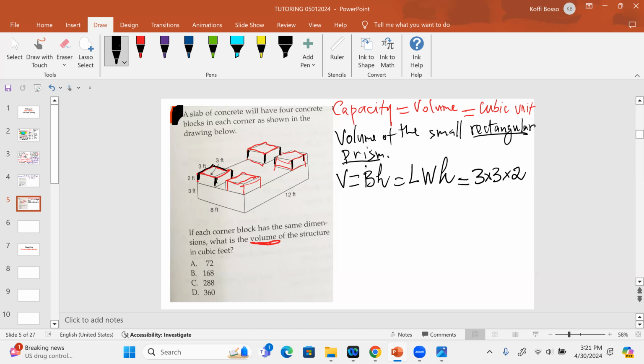So we're going to have the volume as 18 cubic feet. Exactly. So far, so good. But understand that this is only for the one small rectangular prism. Now, if you want the volume for all the four small rectangular prisms.